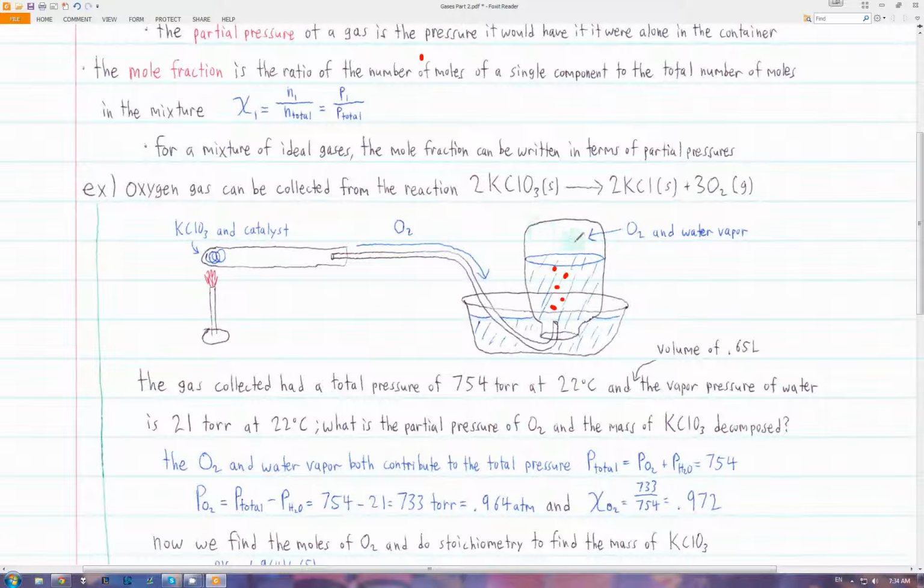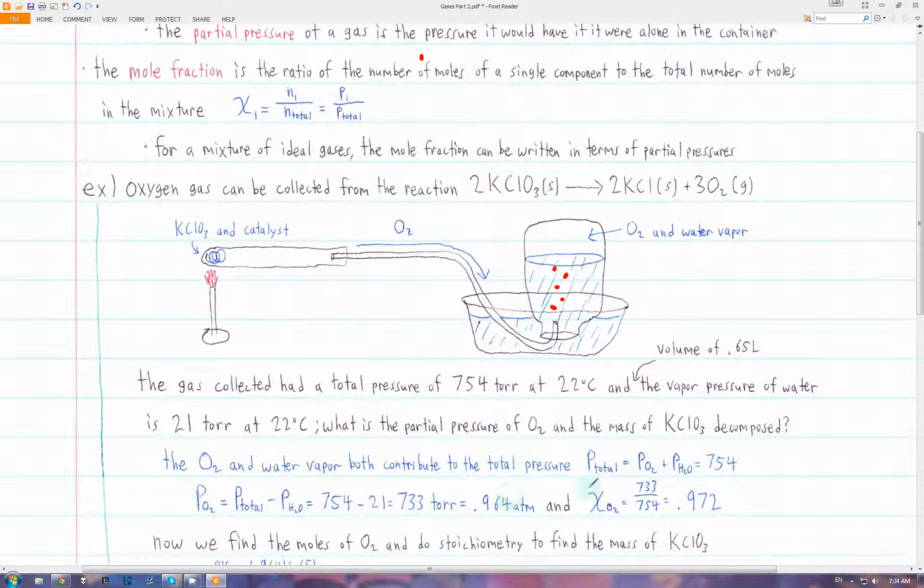So in the gas mixture over here, the O2 and the water vapor both contribute to the total pressure. So by Dalton's law of partial pressures, the total pressure is just the partial pressure of O2 plus the partial pressure of H2O, which is 754 torr. So solving for the partial pressure of O2, since the partial pressure of H2O is equal to the vapor pressure of water, or 21 torr, the partial pressure of O2 is 733 torr. And we can convert that to atm, because we'll need it in the later steps, and that's 0.964 atm.